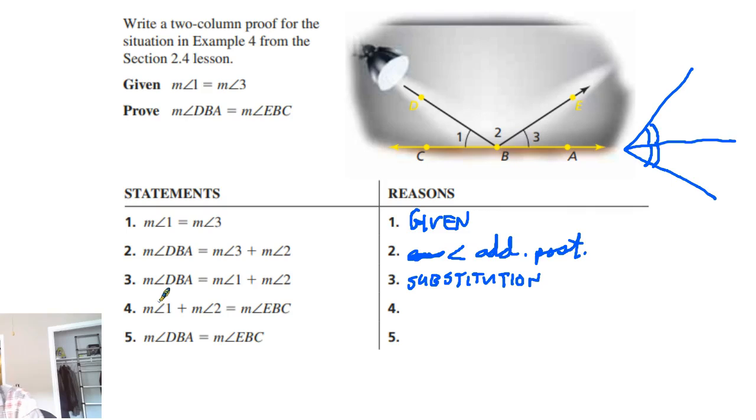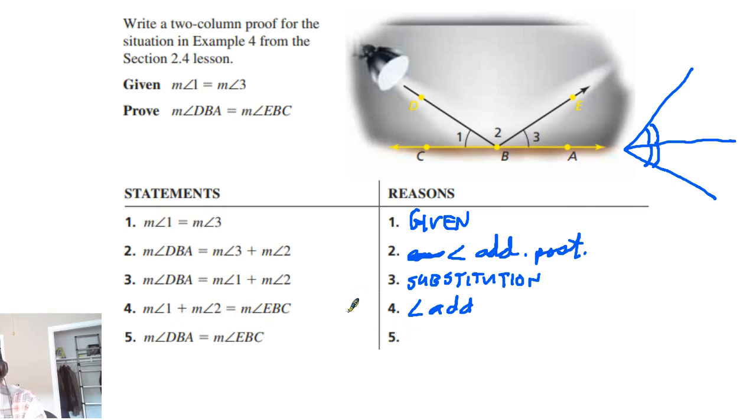Next, it says angle 1 plus angle 2 equals EBC. So here's EBC, angle 1, 2. Sure enough, again, it's just the angle addition postulate. Oops, sorry about that. I was a little too hasty, and I stole your joy. You can go ahead and hit pause and see if you can write the last one, and if not, I'll tell you in just a second. Okay, DBA equals EBC.